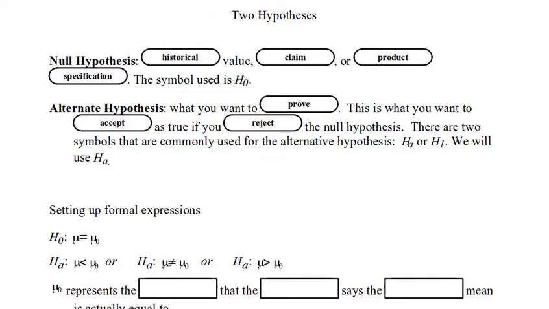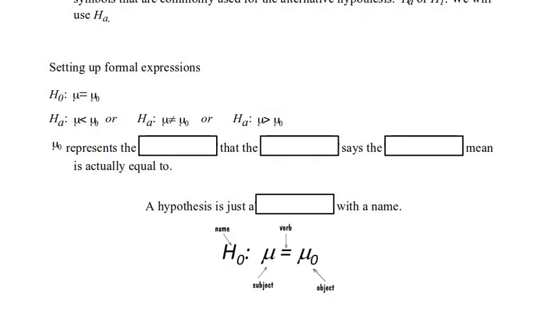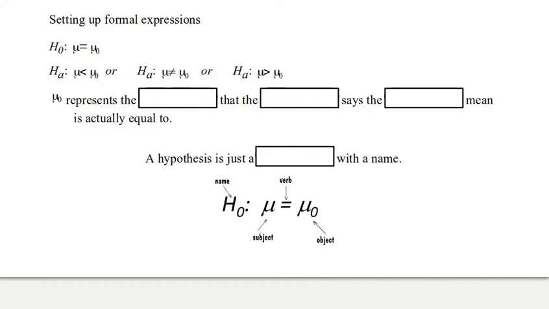Null is, of course, 0. So we're going to start by setting up the expressions for these two. The null hypothesis is that the population mean is equal to some particular value, mu sub 0. Now, our alternative hypothesis could be one of several things. Either the true population mean is less than that value, the true population mean is simply not equal to that value, or the true population mean is greater than that value.